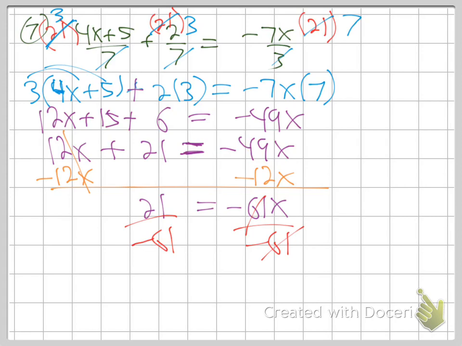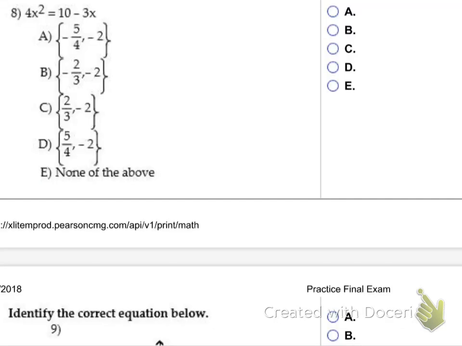Questions? We good? Remember all that? All right, I'm going to move on if you're okay. So I'm going to dive in. Here, I'll just bring it to a fresh screen. 4x squared equals 10 minus 3x. So jump these pieces over.